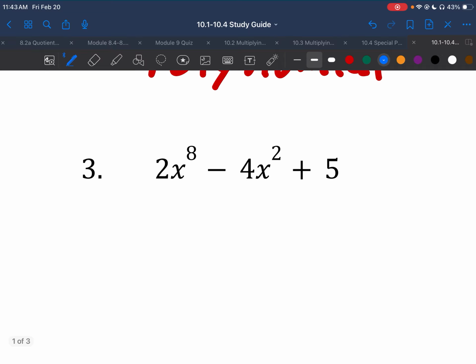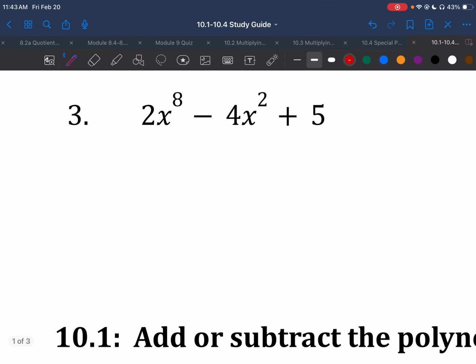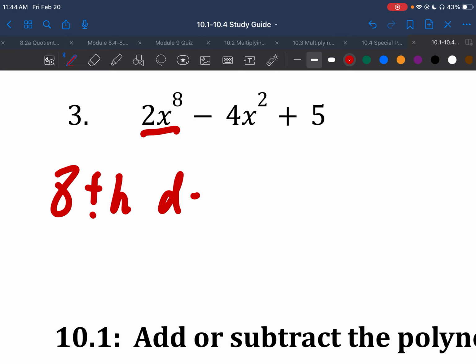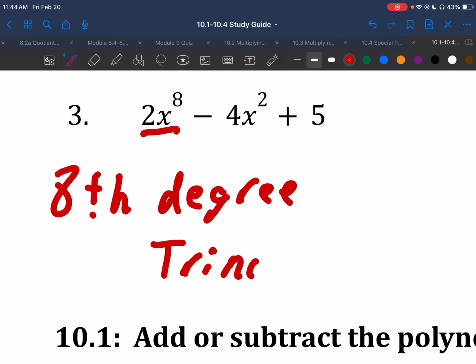Okay. Number 3, we have 2x to the 8th minus 4x squared plus 5. That is already in standard form. My exponent is the 8, so it's an 8th degree. And we have 3 terms, so it is a trinomial.